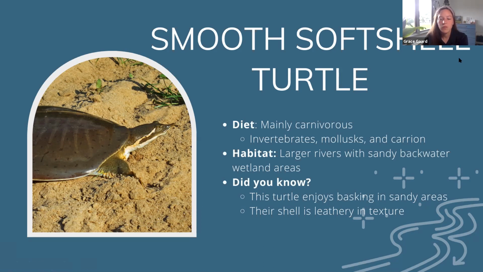So the smooth softshell turtle, the big way to identify them is that they have this line extending down from their eye that's outlined in a darker, almost black color. So that's a big way that you would maybe distinguish them from a spiny softshell turtle. But for the most part, they do look fairly similar.